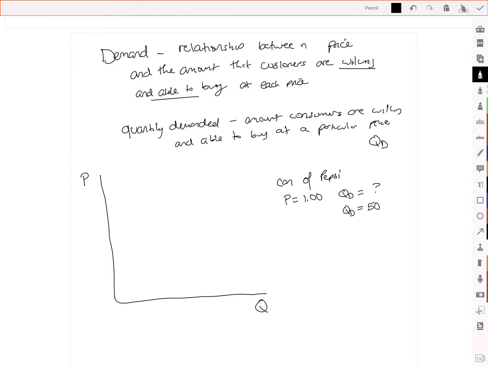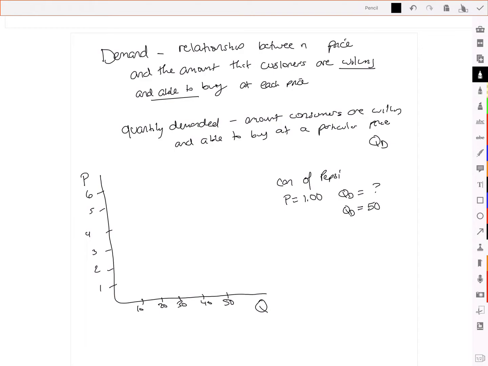Okay, so let's create a graph here, and let's go 1, 2, 3, 4, 5, $6 here for the price of the can of Pepsi. And here on our graph, we will go 10, 20, 30, 40, 50. Okay. We need these to be in equal increments, so the distance between 0 and 10 quantity is the same as between 10 and 20 to represent the fact that that's a change of quantity of 10. Same thing with price. We need the difference between 1 and 2 to be the same as the difference between 2 and 3 because those are both a change of $1.